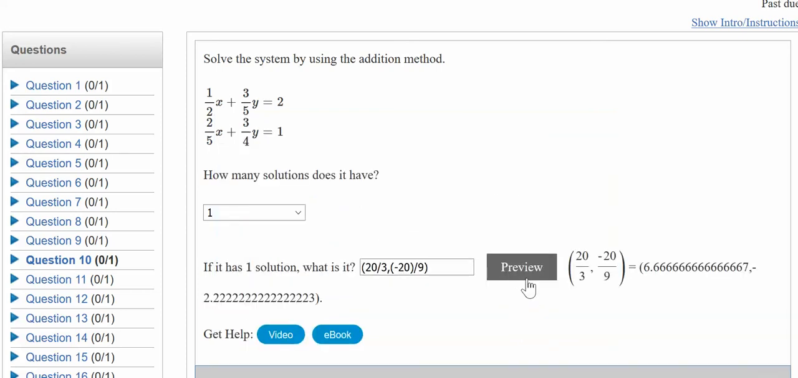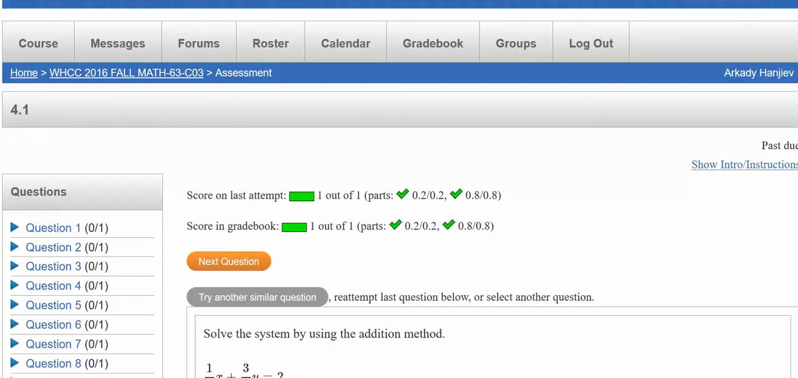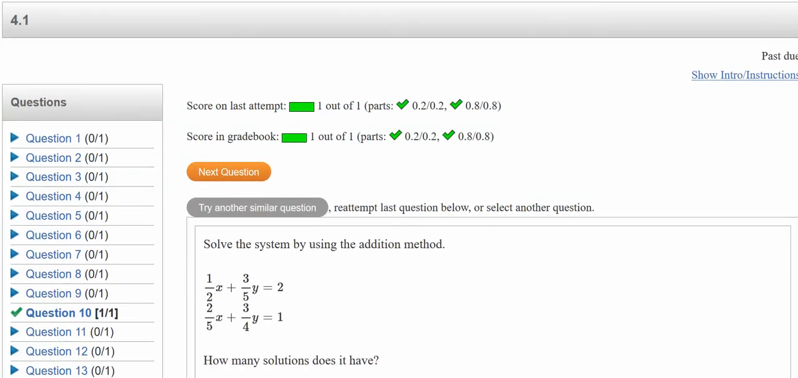Save, and let's preview just to make sure. Yeah, positive 20 over 3, negative 20 over 9. All looks good. Let me submit it. Let's see if it is correct. All right, there it is again. Perfect score. Love it. And 4.1, number 10 is solved.